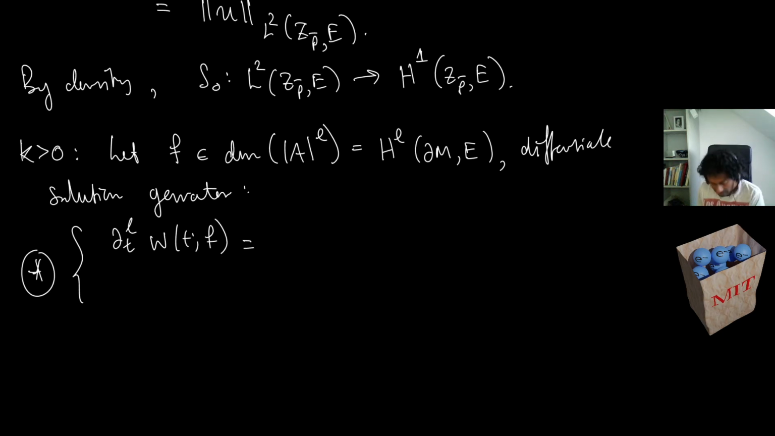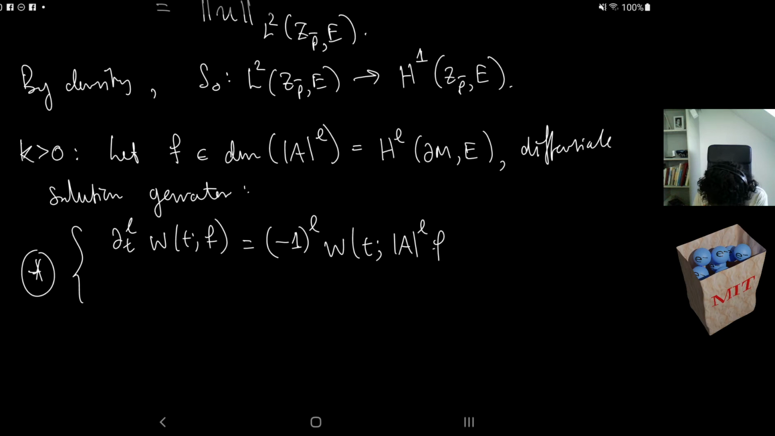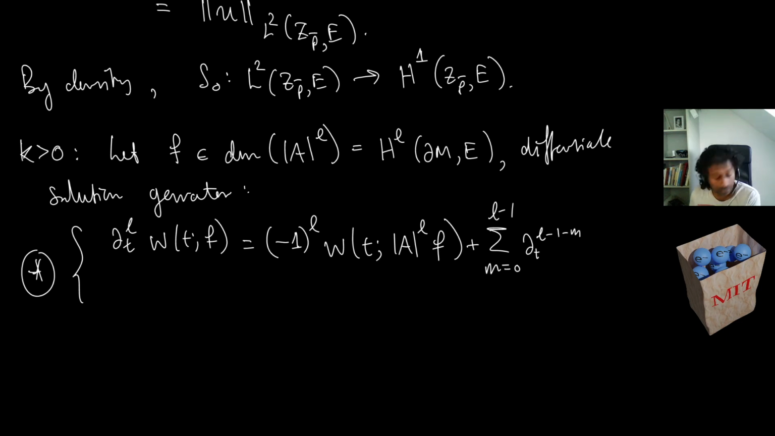So if we apply it repeatedly, we get minus 1 to the power of L, W T A to the modulus L of F, plus now we take the sum of m equals 0 to L minus 1, partial t L minus 1 minus m, modulus A to the m F of t.